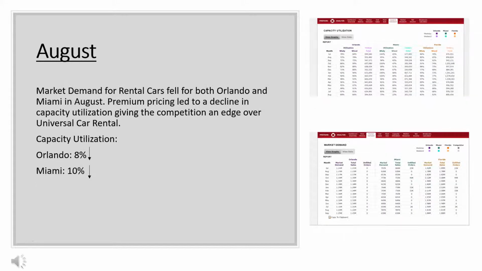Also, I have adjusted the fleet size for Orlando to 22,400 and Miami to 16,188. Market demand for rental cars fell for both Orlando and Miami in August. Premium pricing led to a decline in capacity utilization, giving the competition an edge over Universal Car Rental. Capacity utilization declined by 8% for Orlando and 10% for Miami.